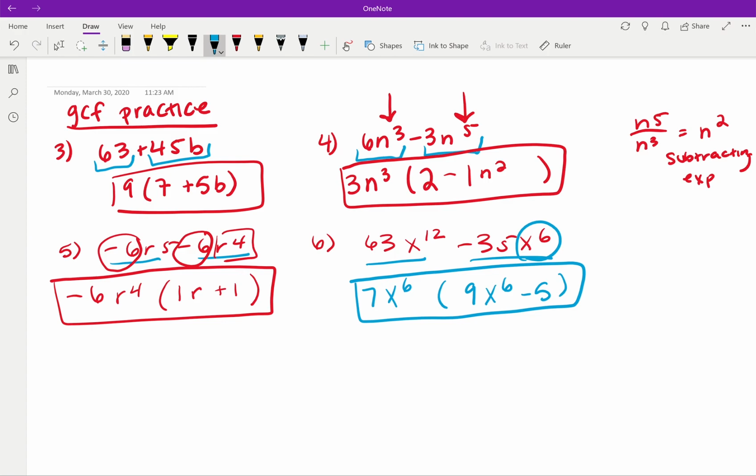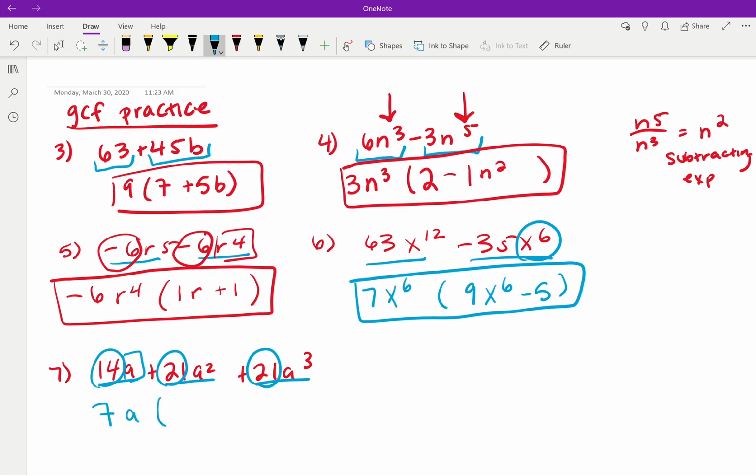Okay, then we have 2 more, number 7 and number 8. Number 7 is 14a plus 21a squared plus 21a cubed. So we're looking at each term. Now instead of 2 terms, we have 3 terms. So 1, 2, 3. We're looking at each term, and we're looking at the numbers first. So a 14, a 21, and a 21. What each of these have in common that we can divide them all by is a 7. Then we look at the variables. We have a, a squared, and a to the third. Remember, we take the smallest one, so we're going to be taking a.